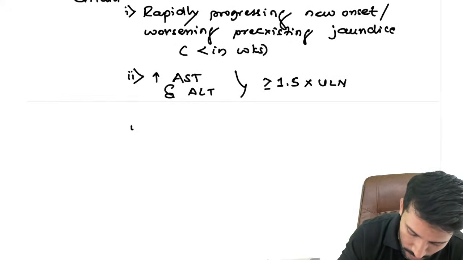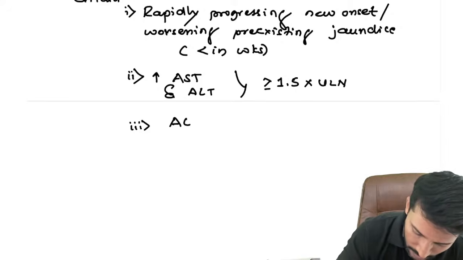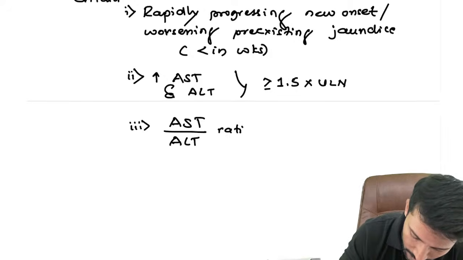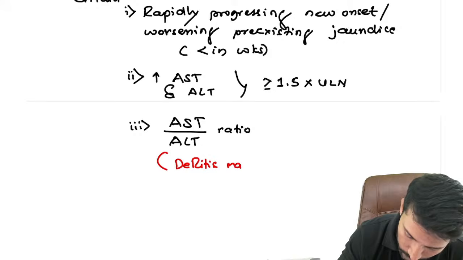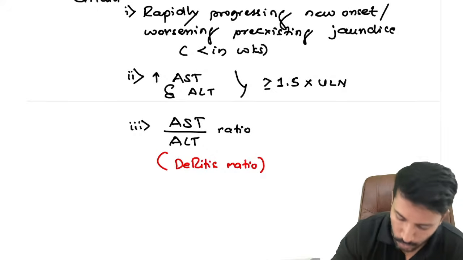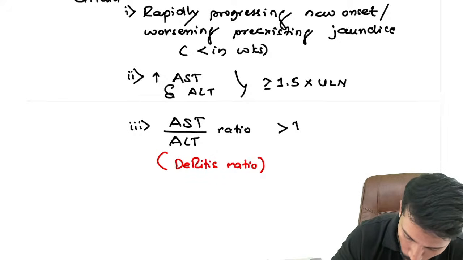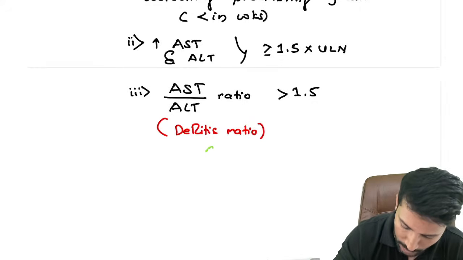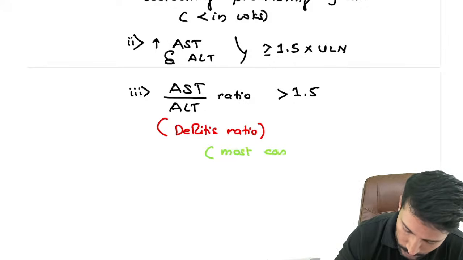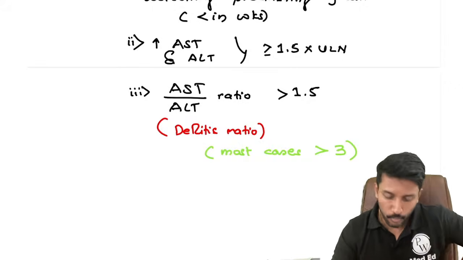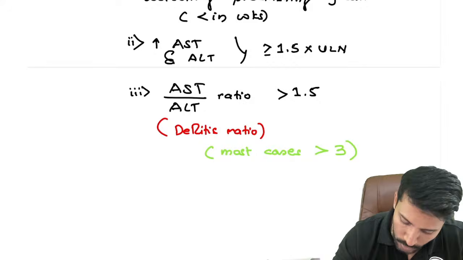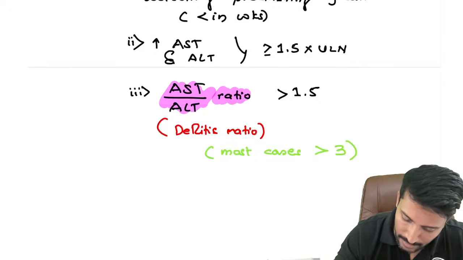Then there is a third thing. The third thing is the AST by ALT ratio. This ratio has a name. It is also called the De Ritis ratio. It should be more than 1.5, right? If you want, you can write that in most cases it is more than 3. Okay, very, very important point. And in the exam, the examiner is specifically looking for this AST by ALT ratio.